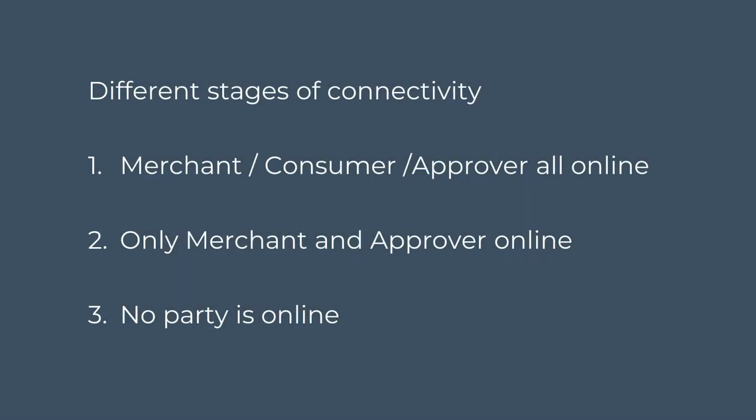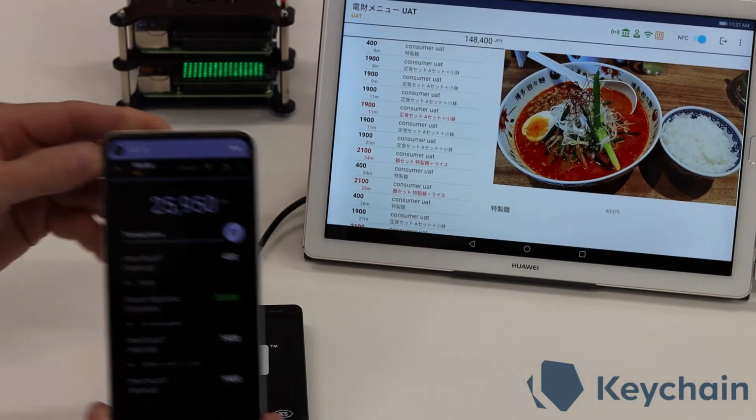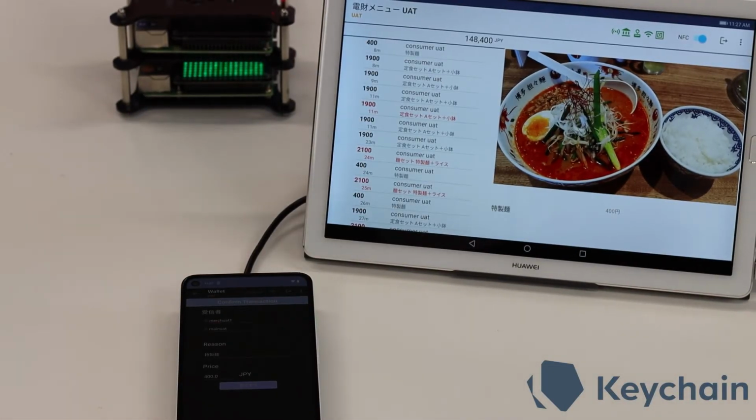So we will demonstrate a sequence of transactions through different stages of internet connectivity to show how the system behaves in each case. And this will simulate what might happen in the event of a real emergency, such as an earthquake. So let's get started.